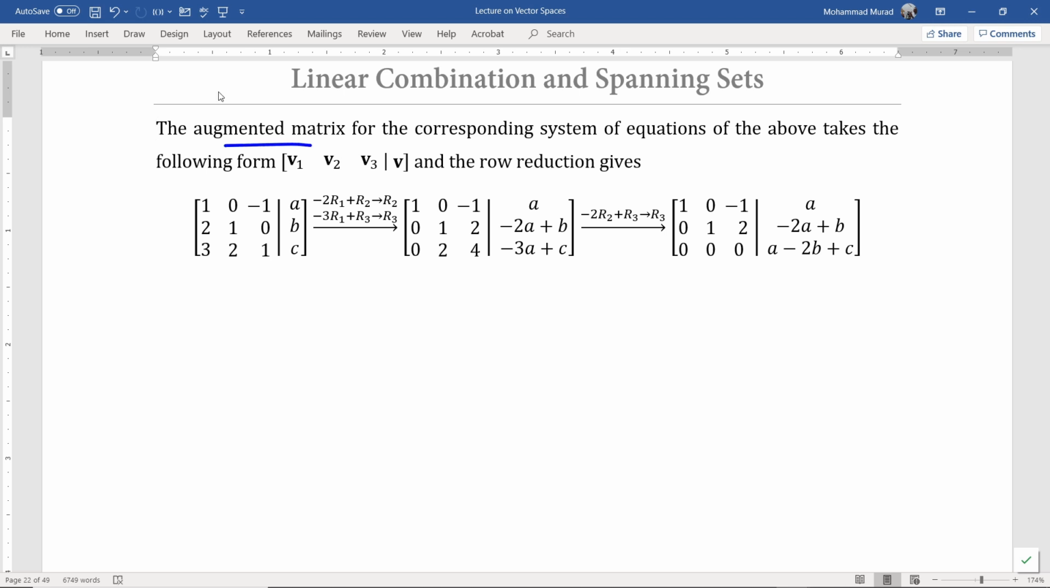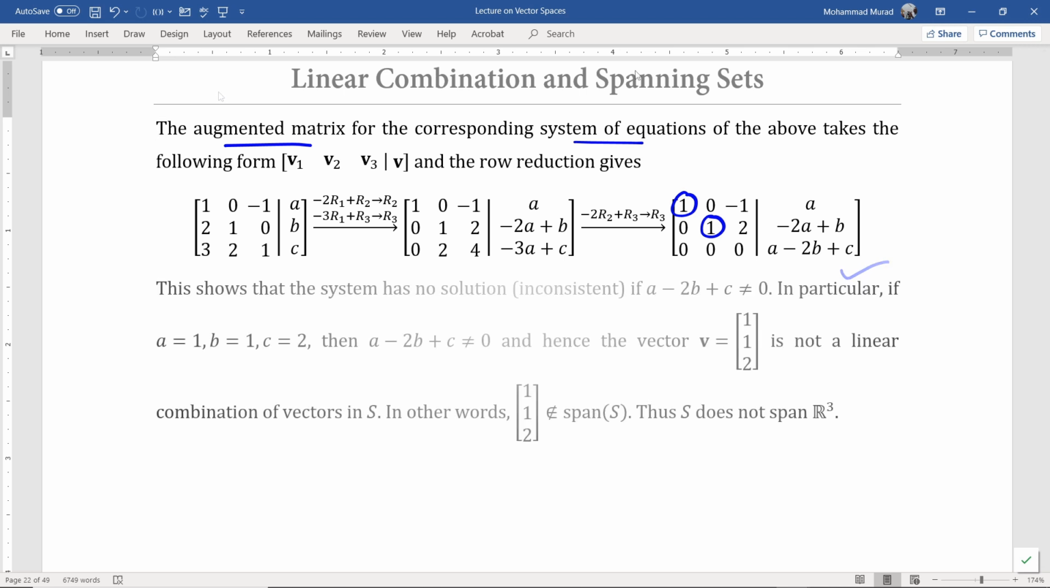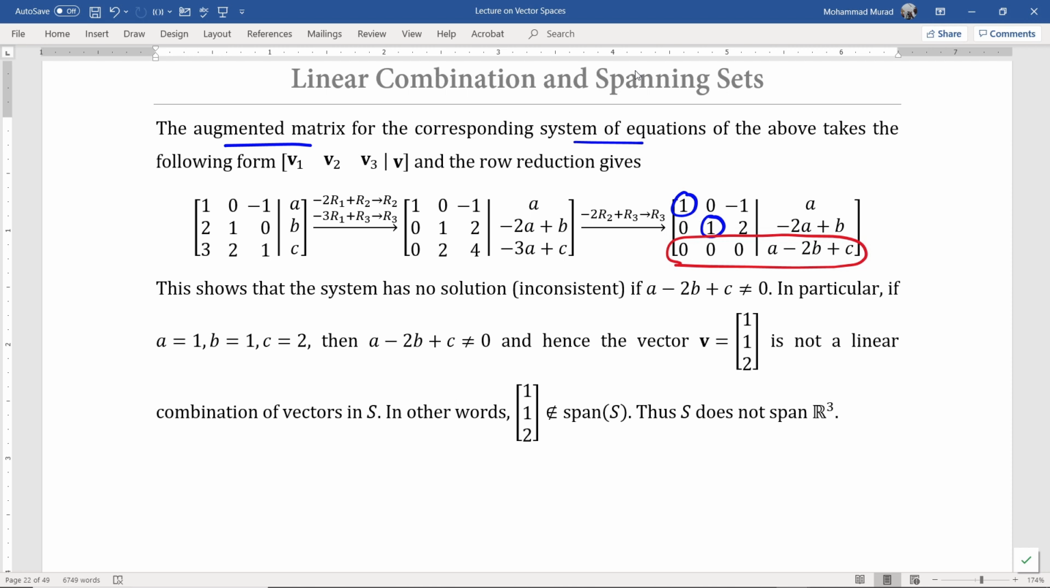The augmented matrix for the corresponding system of equations of the above takes the following form, which, when reduced to row echelon form by applying the elementary row operations, we get this reduced row echelon form, where we identify the pivots which correspond to the variables c sub 1 and c sub 2. The last row shows that the system has no solution if the quantity a minus 2b plus c is not equal to 0.